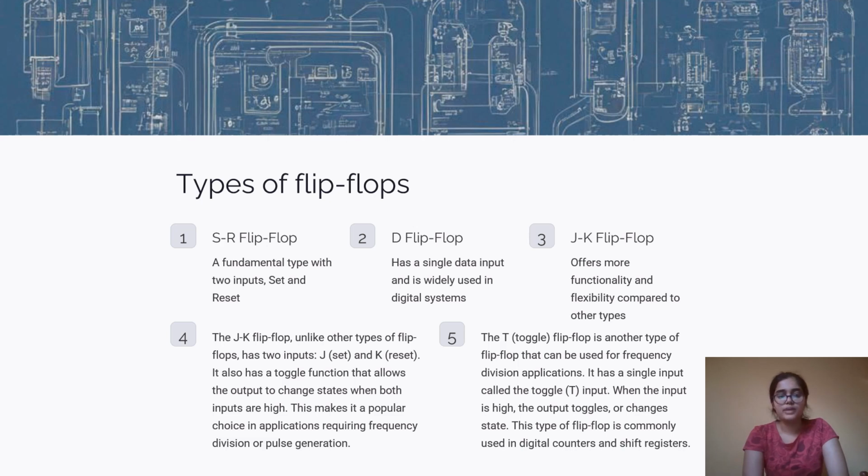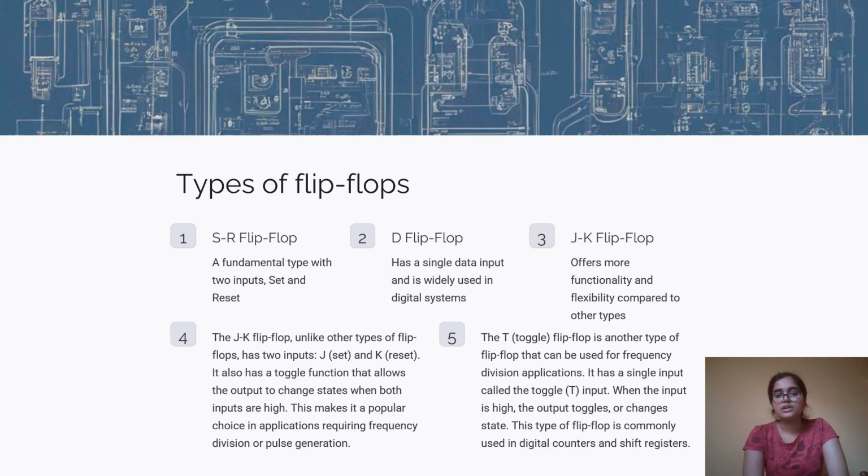Coming to the fourth one, that is the JK flip-flop, unlike other flip-flops, has two inputs, J as set and K as reset. It also has a toggle function that allows the output to change states when both inputs are high. This makes it a popular choice in applications requiring frequency division and pulse generation.